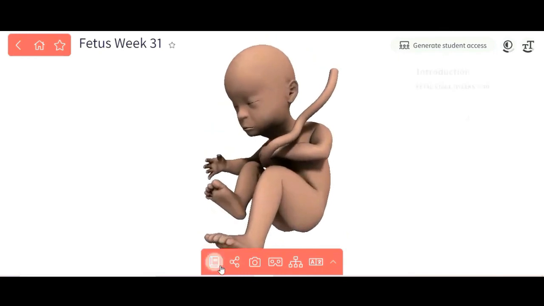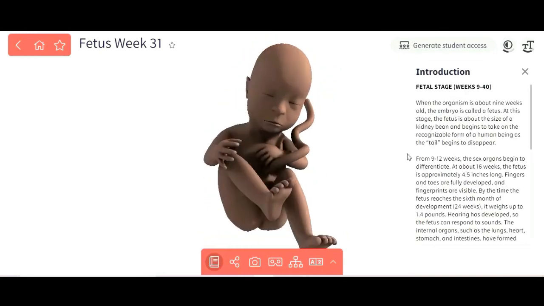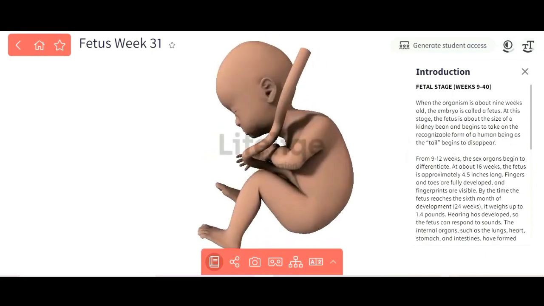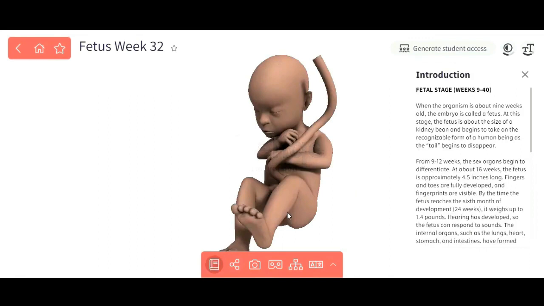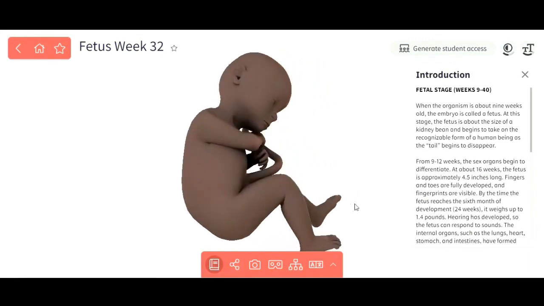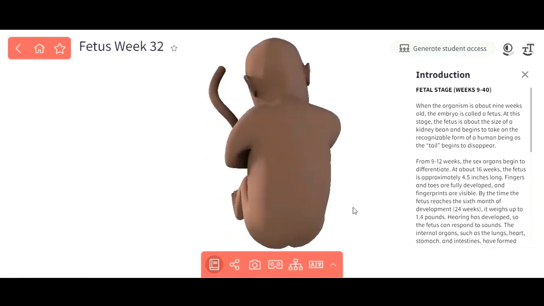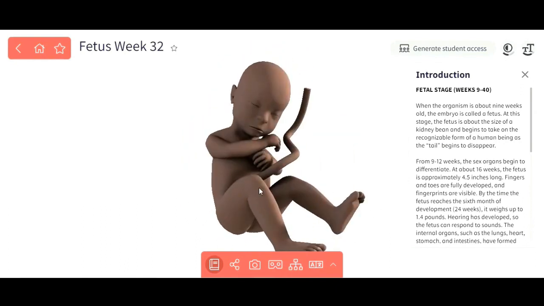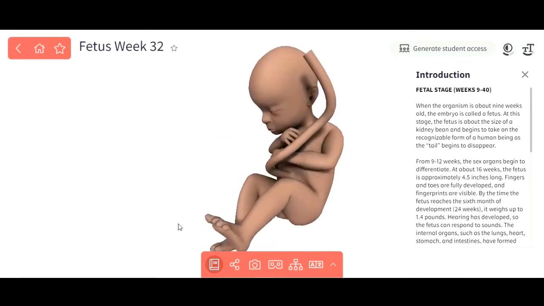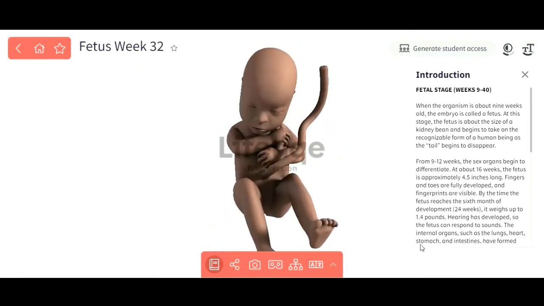And then fetus week 31 and 32, we can see, yeah, it's really cute. I think from this side you can see, from this side also, yeah. Next we are going to see the fetus in week 33.